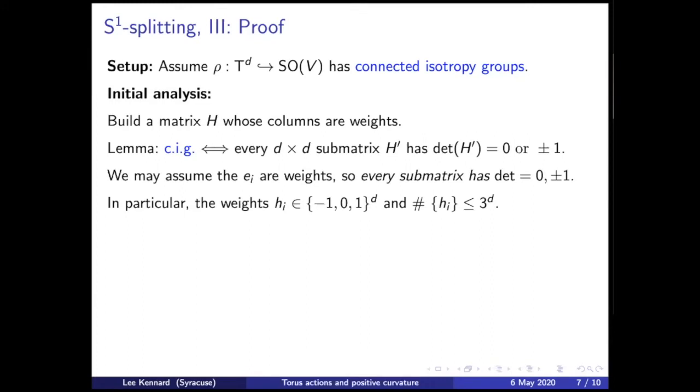So they come from this tiny finite subset of all possible weights. And in particular, this obviously implies that the number of different weights is at most 3 to the D. It's inside this finite set. And this bound is independent of the dimension of your representation. You see, it only depends on the dimension of the torus.